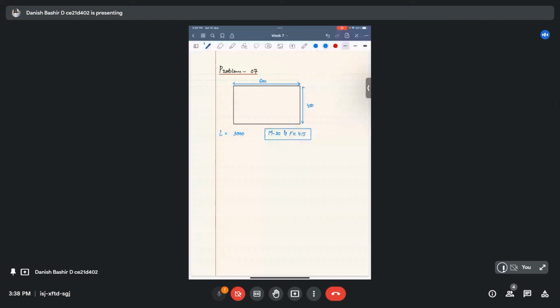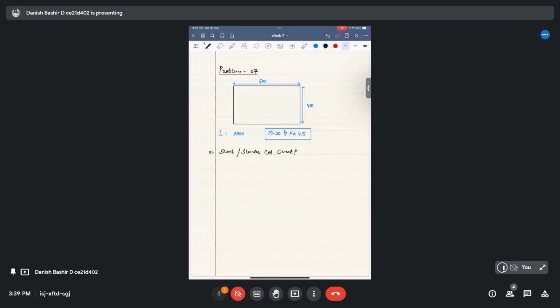So we have this data given. We have the steps to proceed for the design problem. The first step is to determine whether it is a short column or a slender column. We can do it by the slenderness ratio.